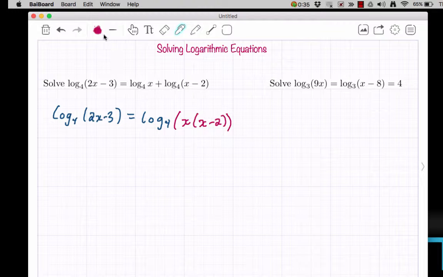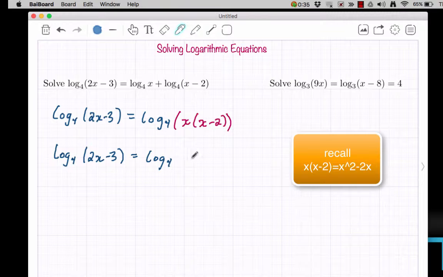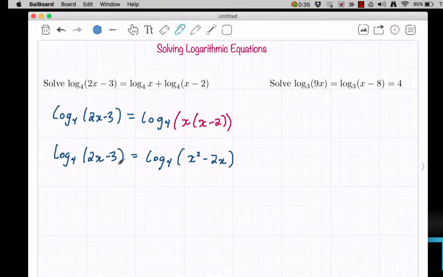Okay? Now, once we do that, we can start to simplify. Notice we have two logarithms with the same base. We'll do one step further here, and we'll have 2x minus 3. That stays the same. That's going to equal log base 4 of x squared minus 2x. Remember the one-to-one property, two logarithms with the same base. This inside has to be equal. Okay, so we have this now. Property of logarithms, the one-to-one property.